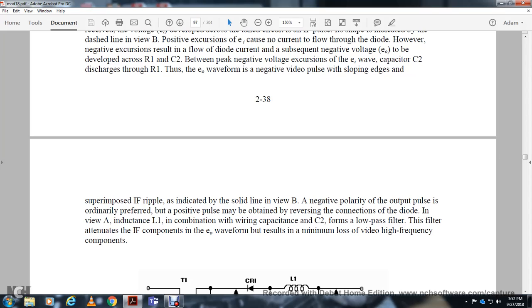The output is a negative video pulse with sloping edges and the intermediate frequency superimposed, as outlined in view B. A positive output pulse is preferred, and it may be obtained by reversing the connection of the diode in view A. Inductance L1, in combination with the wire capacity and C2, forms a low-pass filter attenuating the intermediate frequency component of the waveform.